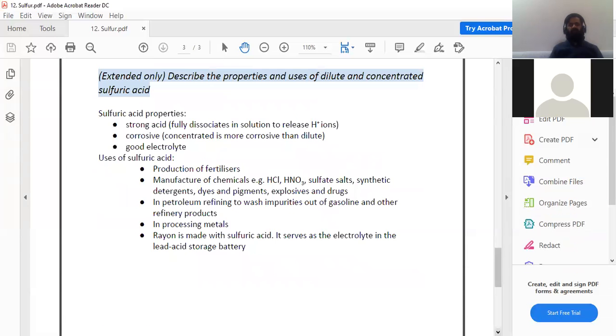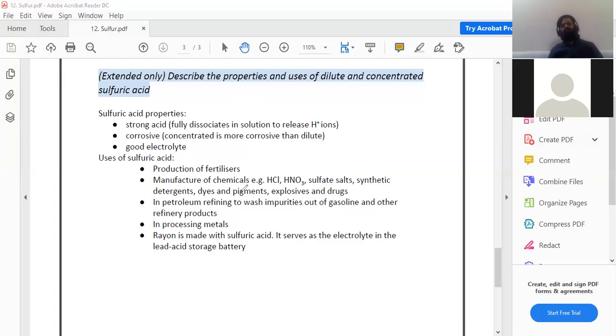The question is, describe the properties and uses of dilute sulfuric acid and concentrated sulfuric acid. Sulfuric acid is a strong acid, fully ionizes to release the protons. This strong acid, commercially it's very important. Most of the sulfuric acid is used in manufacturing of fertilizers, in car batteries, in dyes, pigments, drugs, detergents manufacturing, and refining. Most of the industries use it, even rayon and so many.